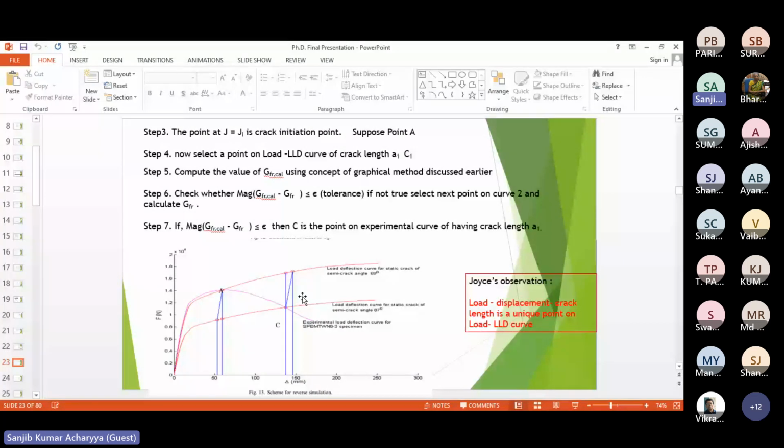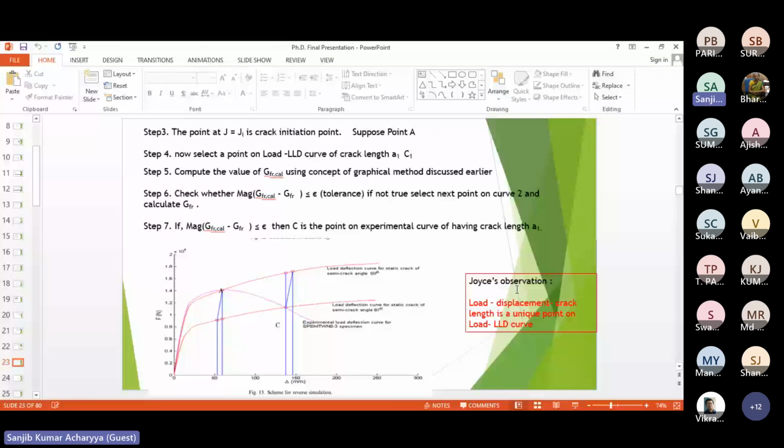This reverse simulation was based on the conception or observation given by Joyce in several experiments. What Joyce observed is that the load, displacement and crack length together form a unique point on the load versus LLD curve. Whether it is a stationary or growing crack curve, this point will be unique. Based on this idea, this reverse simulation was done.